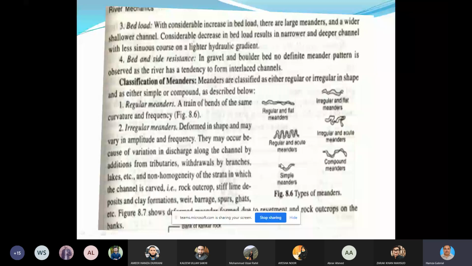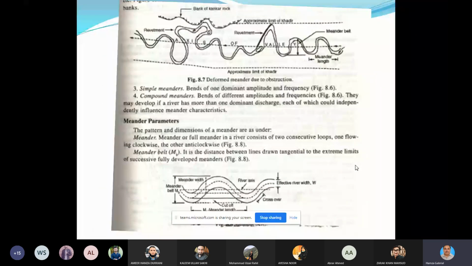But in the compound meander, you will see variation in the curvature and the frequency. The amplitude varies and the frequency varies. Those will be classified as compound meanders. This can be due to the river having more than one dominant discharge, which can result in the formation of compound meanders.